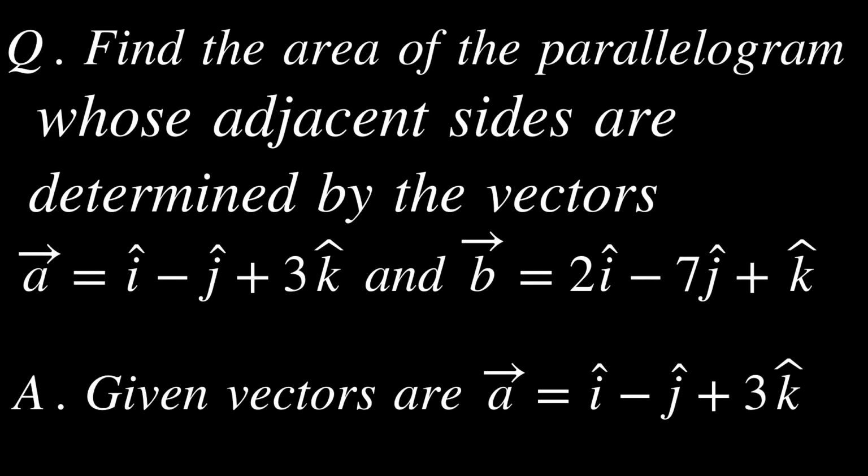Next we will jump into short answer types. Next problem, find the area of the parallelogram whose adjacent sides are determined by the vectors A equal to i minus j plus 3k and B equal to 2i minus 7j plus k.